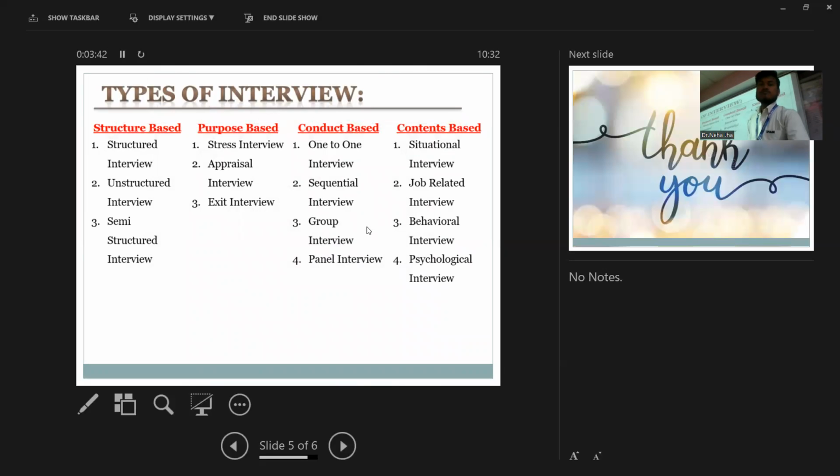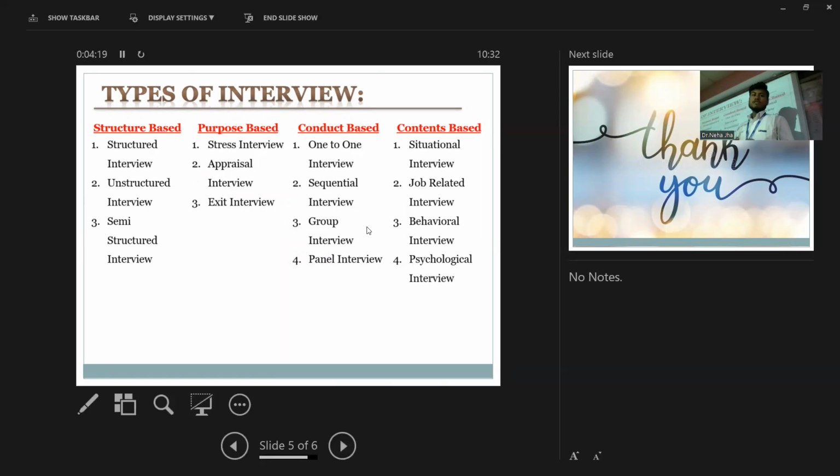Type of interview. There are four types of interview: the structure based, purpose based, conduct based, and content based. First, in the structure based, the structured interview. In a structured interview, questions and answers are prepared by the employer. Second, unstructured interview. There is no structure. Anything the interviewer will ask the interviewee. Third, semi-structured interview. The interviewer has prepared some questions to ask the interviewee.